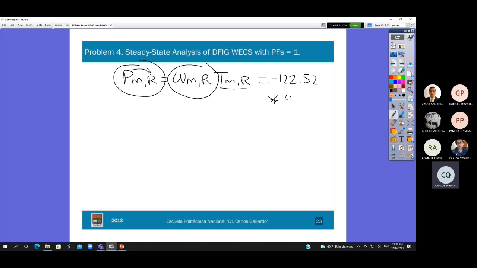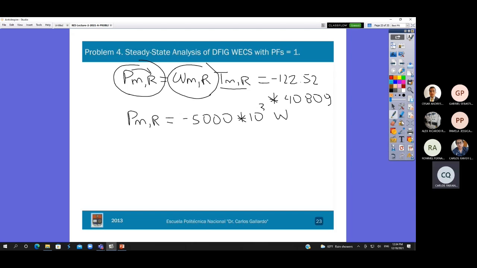The torque is 4,809, sorry. So therefore, the rated mechanical power is equal to negative 5,000 times 10 to the power of 3, watts.